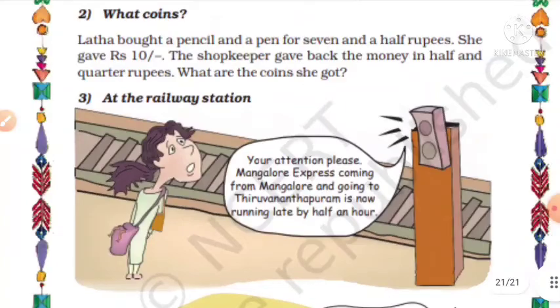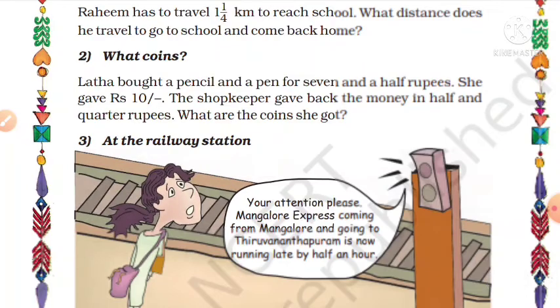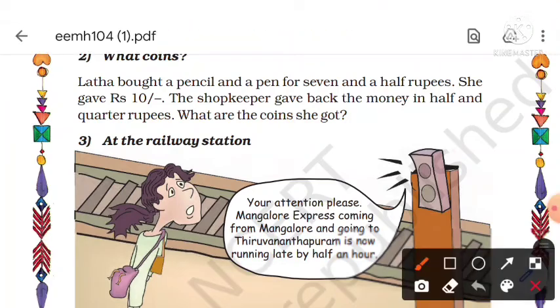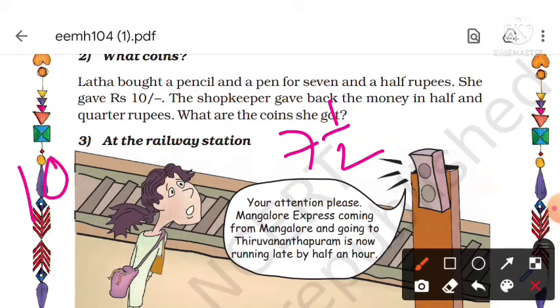Now here it is. What coins? Lata bought a pencil and a pen for 7 and a half rupees. She gave rupees 10. The shopkeeper gave back the money in half and quarter rupees. What are the coins she got? If you read this question very carefully, it is given that Lata bought a pencil and pen for rupees 7 into 1 by 2. Now money given by Lata to the shopkeeper is equal to 10.